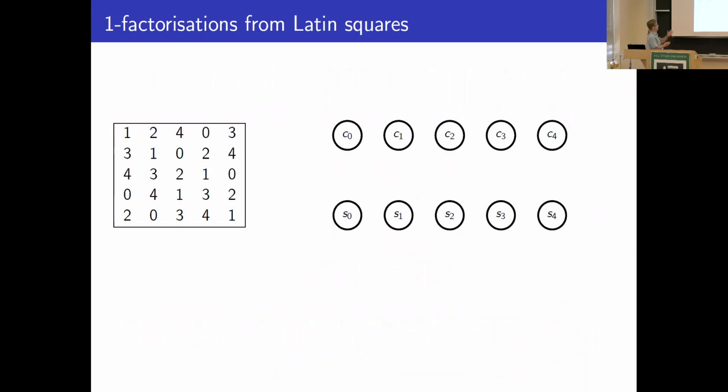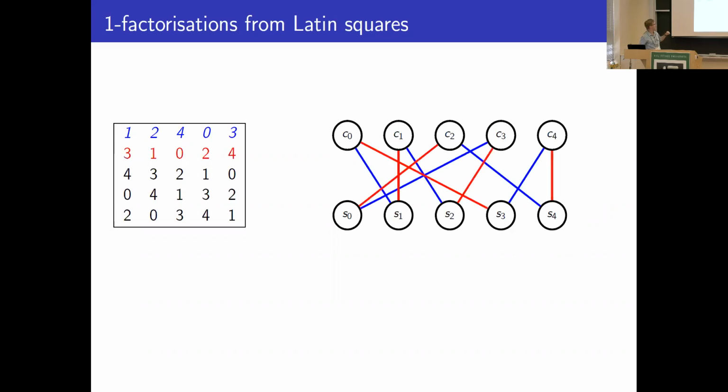So I can take a Latin square, and I can make a graph out of it by choosing vertices for the columns and another set of vertices for the symbols, and then each entry in the Latin square will give me an edge because it's pairing a column with a symbol. And I can work across the rows here and put in the edges that I get from that first row. I will necessarily get a 1-factor. I can do it for another row, and I'll get another 1-factor.